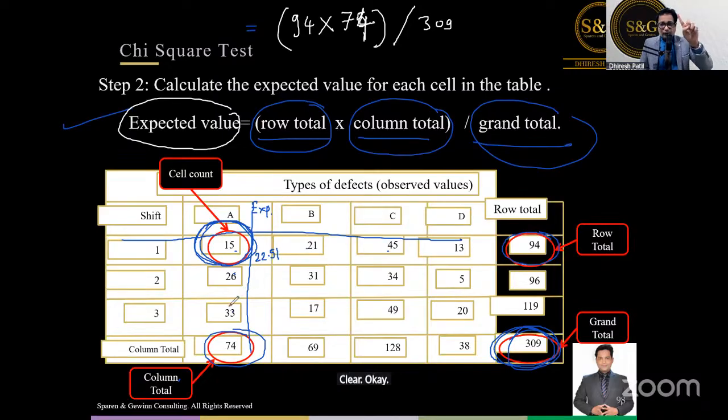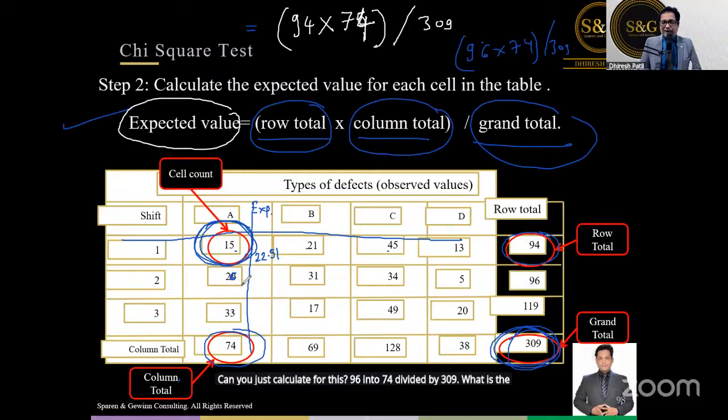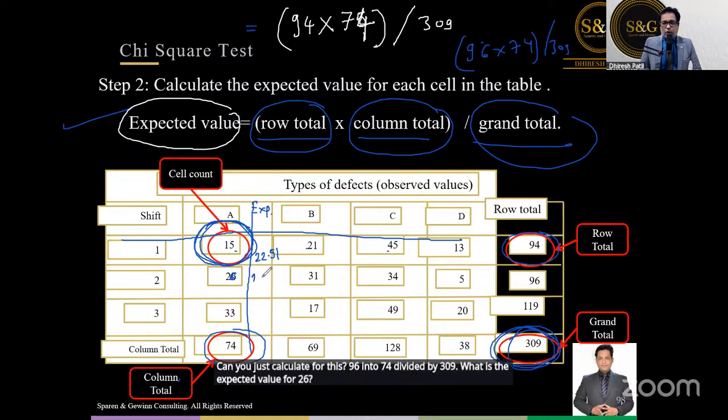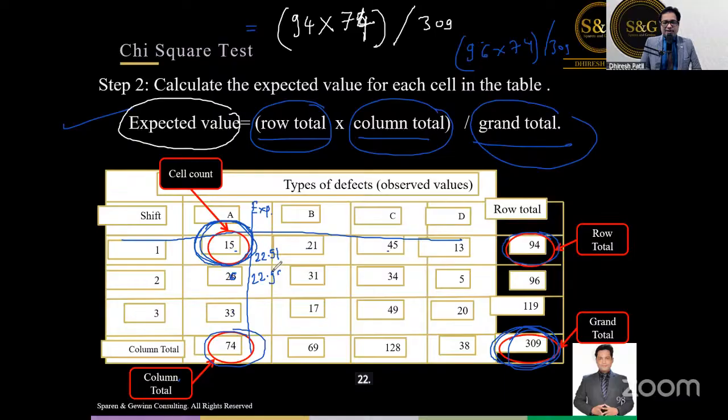Okay, let's do it once again. Let's do it for 26. So this one is the 26 value. Okay, can you just calculate? Row total is 96 into 74 divided by 309. Can you just calculate for this? 96 into 74 divided by 309. What is the expected value for 26? 22.99. Is it? Everybody got the same answer?